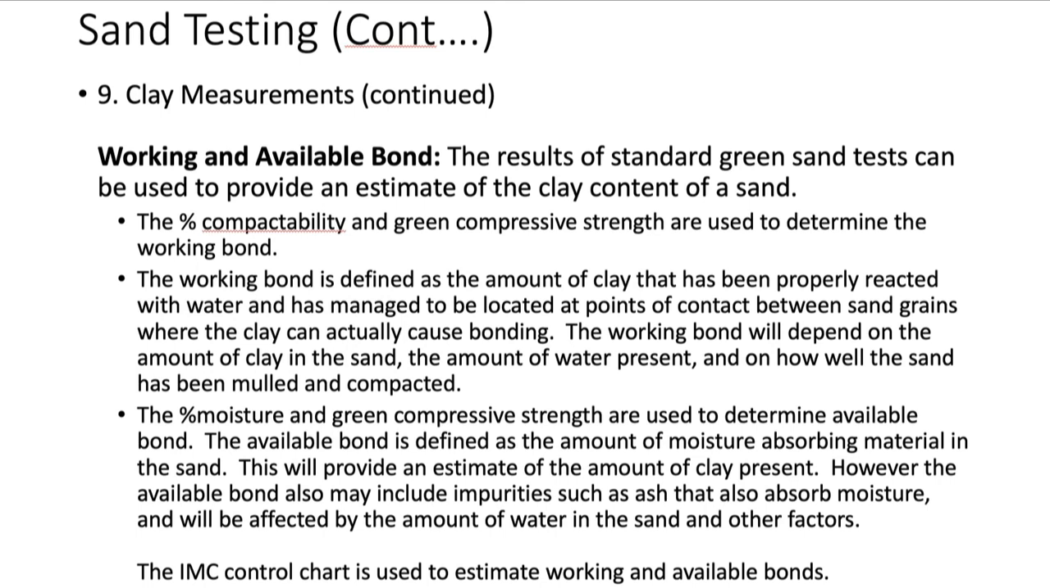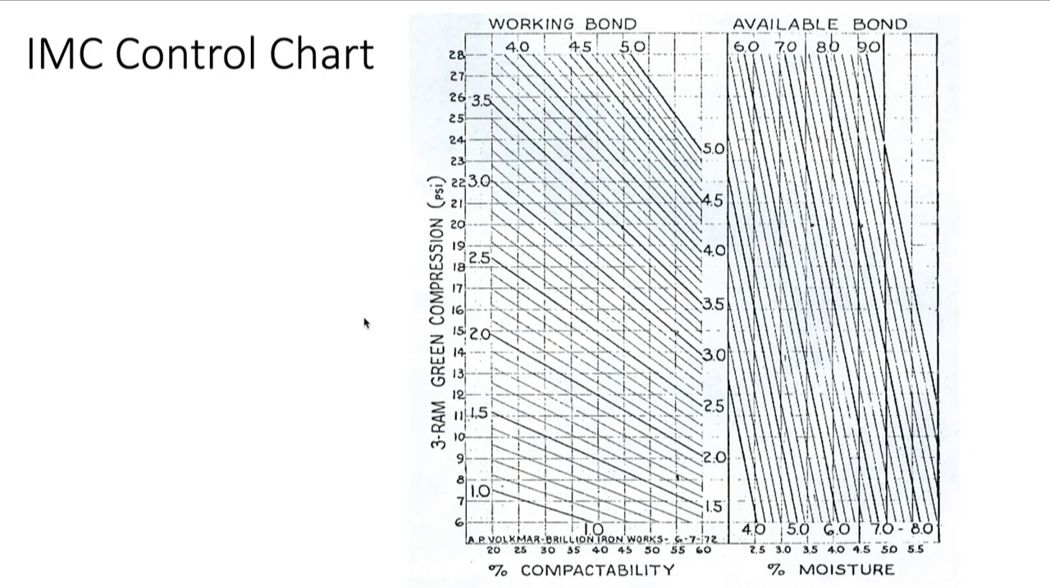It's calculated by using, let's see, a working bond is the amount of clay that's been properly reacted, depending on the amount of clay, sand, water present, and how the sand has been mulled. The deal is, if you have a certain amount of working bond and a certain amount available, depending on how well the muller is working, the higher the working bond is compared to the available bond, the better your muller is working. So what we're going to do is look at this chart here and see how we calculated this.